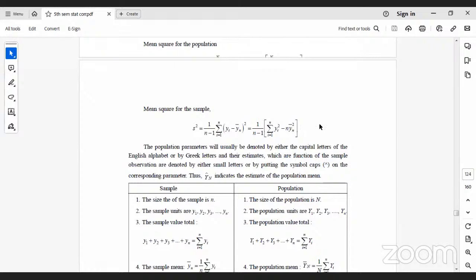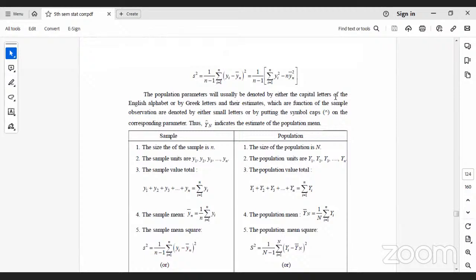So mean square of the sample also, s square is equal to 1 by n minus 1 summation of i is equal to 1 to n (yi minus y bar n) whole square, 1 by n minus 1 summation of i is equal to 1 to n yi square minus n y bar n square.